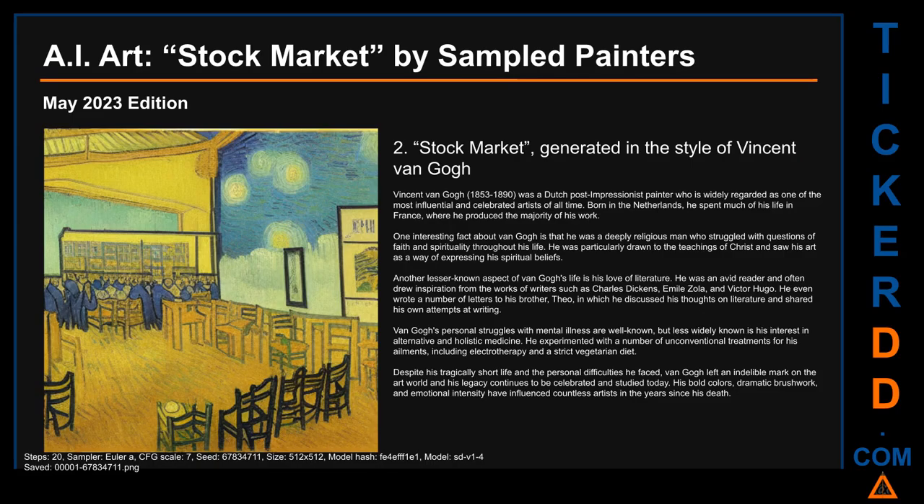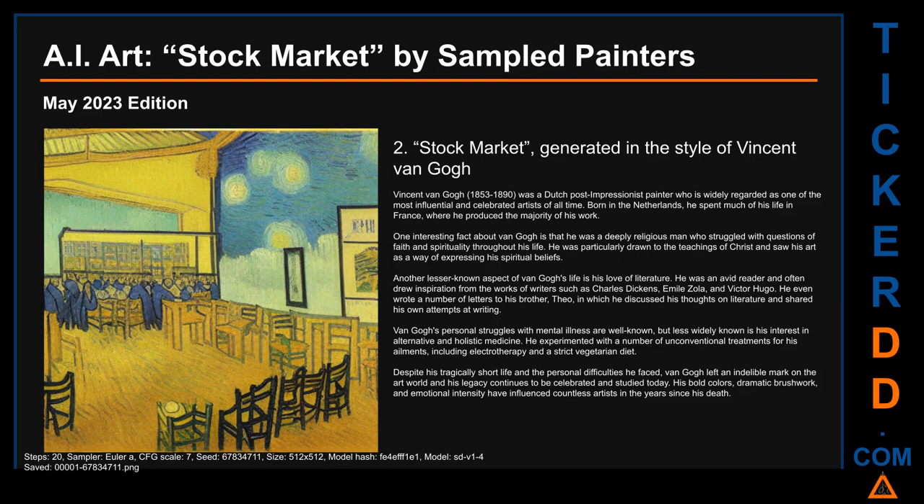Here is stock market, generated in the style of Vincent van Gogh. Vincent van Gogh, born in 1853 and died in 1890, was a Dutch post-impressionist painter who is widely regarded as one of the most influential and celebrated artists of all time. Born in the Netherlands, he spent much of his life in France, where he produced the majority of his work.